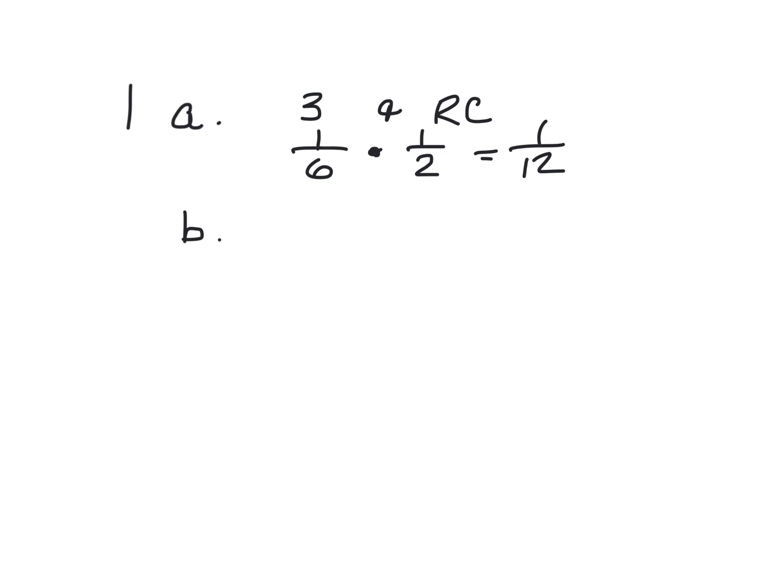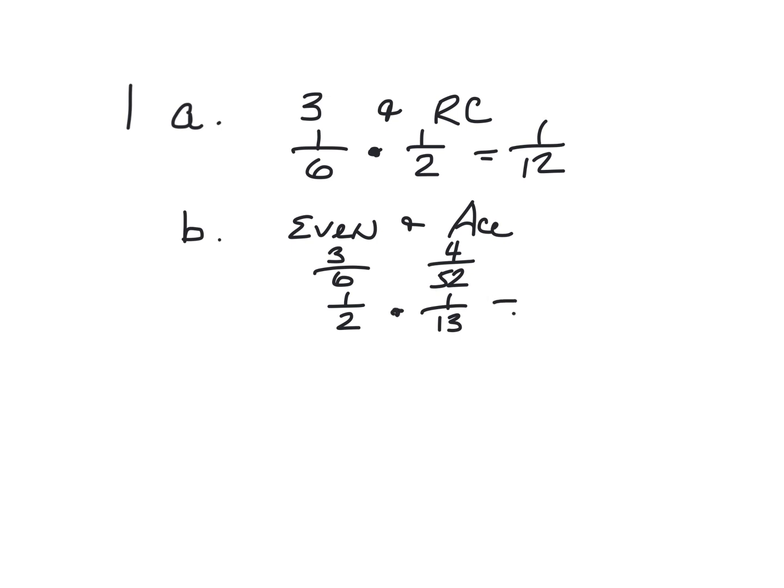B, they're going to roll an even number and an ace. Even number is 3 out of 6. 3 out of the 6 are even, that reduces to 1/2. An ace, it's 4 out of 52, which reduces to 1 out of 13. Multiplying those together would be 1 out of 26.